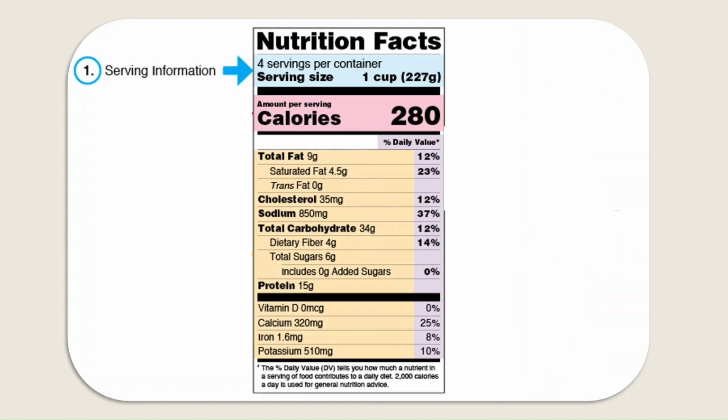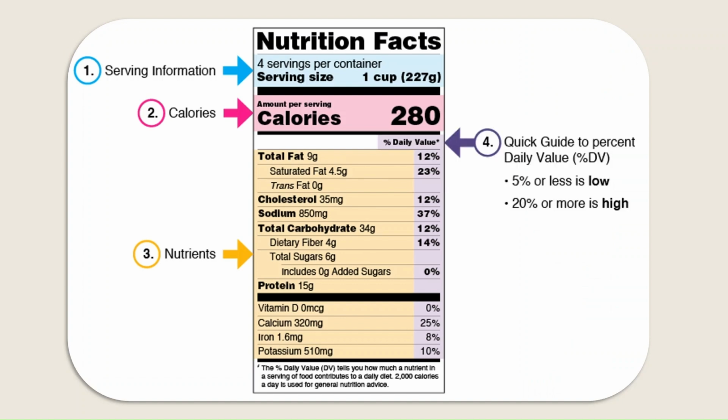First, every nutrition label will provide serving size information. Second, labels will show the calories per serving. Third, labels will list nutrients and amounts per serving. And lastly, labels will show the percent daily value. Let's get into the details for each of these sections.